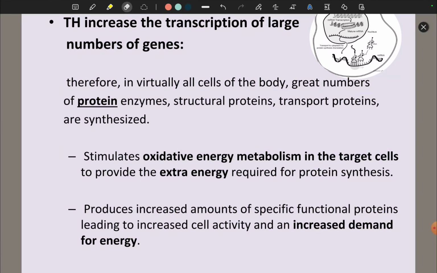So it needs more oxygen consumption and oxidative energy metabolism. More oxygen consumption means more ATP production, and then more ATP is used. So it increases the demand for energy.